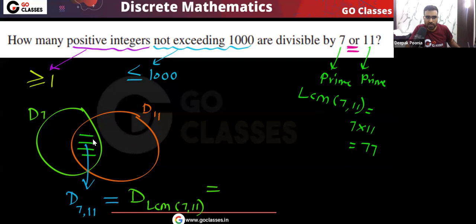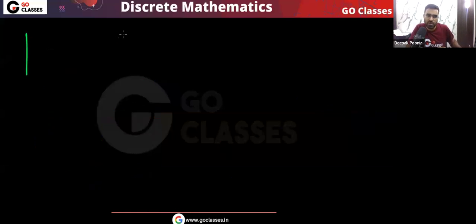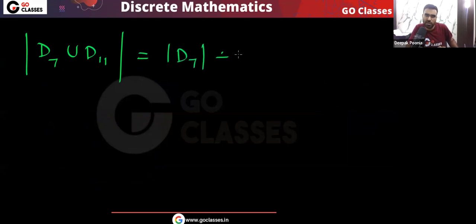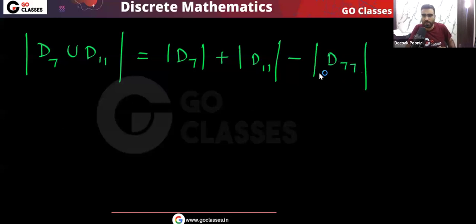So I can say that those elements which are divisible by 7 as well as 11 are basically those elements which are divisible by 77. Okay, so now very easily we can find the answer. We want to find the size of the union. Divisible by 7 or divisible by 11 will be equal to divisible by 7 plus divisible by 11 minus divisible by 77, which is the LCM.